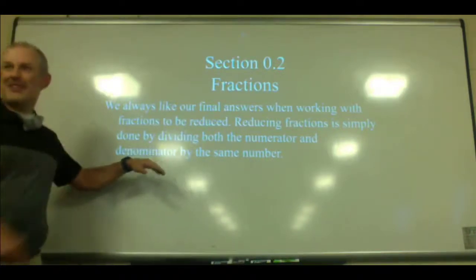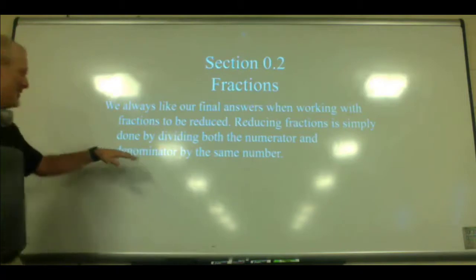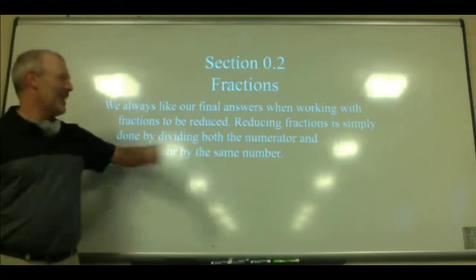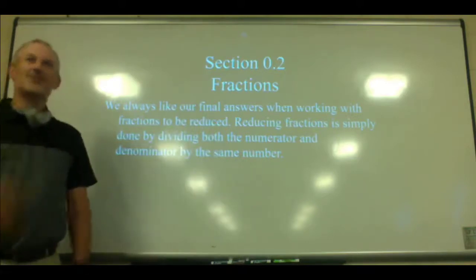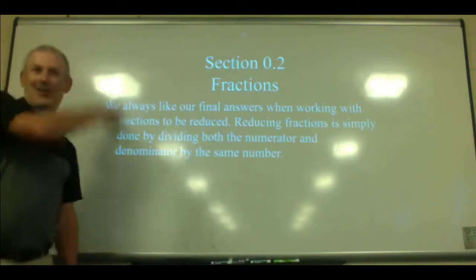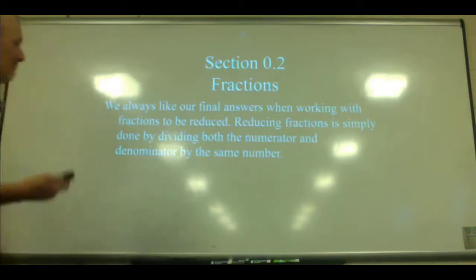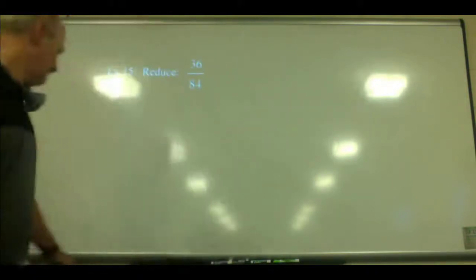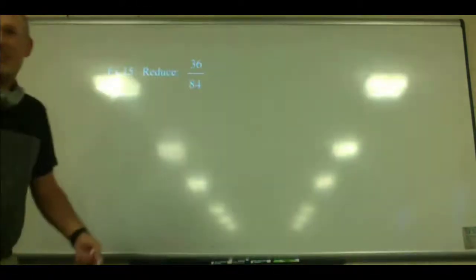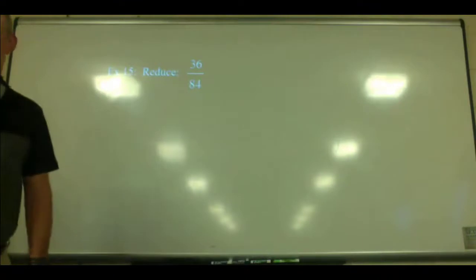Okay. So reducing fractions is simply done. I love when books say things like that. It's simply done. It's so easy, right? Simply done by dividing both the numerator and the denominator by the same number. The tricky part is figuring out what number you should divide by. Okay. All right. So we have 36 and 84, and we are trying to reduce this.